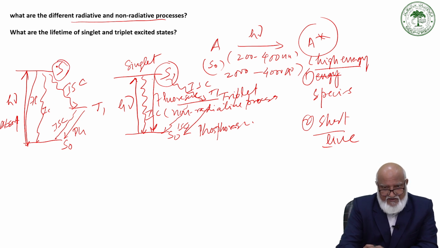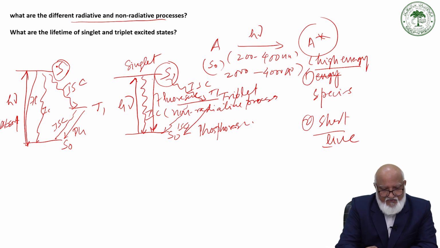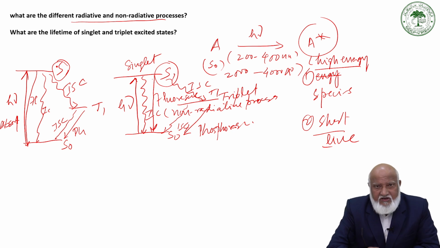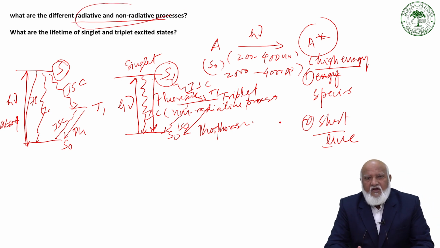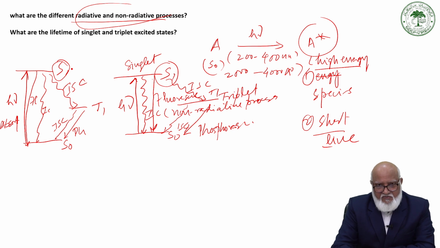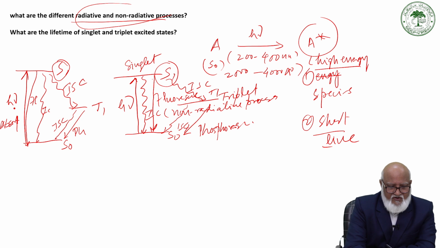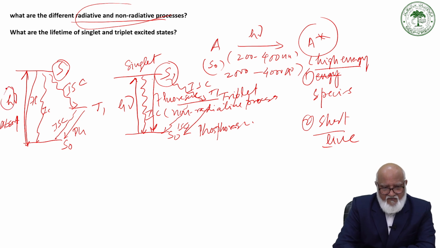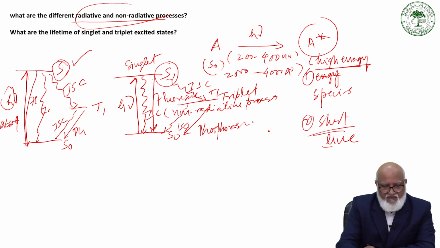So these excited states are high energy species. On absorption of light, they can come back to ground state by two different processes, radiative and non-radiative. That's why the question asks what the different radiative and non-radiative processes are. The excited state coming back to ground state is just an energy wasting process. Whatever energy you have given, the molecule absorbs light and goes to an excited state. These excited states are high energy and short-lived, and can come back to ground state by a radiative process.